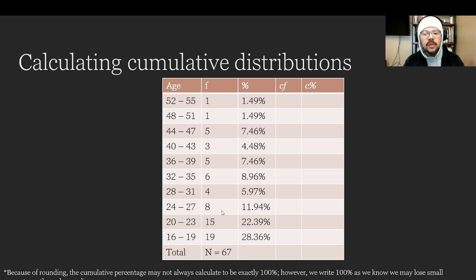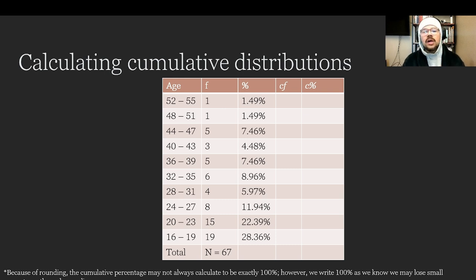All right. As far as determining the percentages, you take the frequency and remember that you divide it by n. In this case, our n is 67, and you multiply it by 100. And in this case, I've been able to determine all of the percentages for each of these individual class intervals.